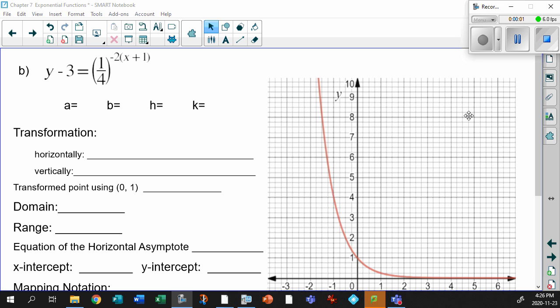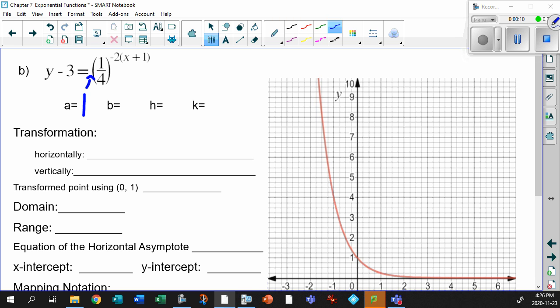So you getting the hang of this yet? This is exactly the same stuff we've been doing all the time. Take a look at this question. Again, what is the A value up front here? Well, it's 1. Look at this. The B is -2. The H then is going to be -1. And the K works out to be 3.